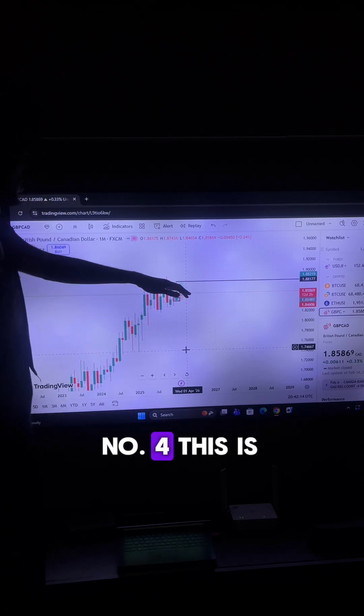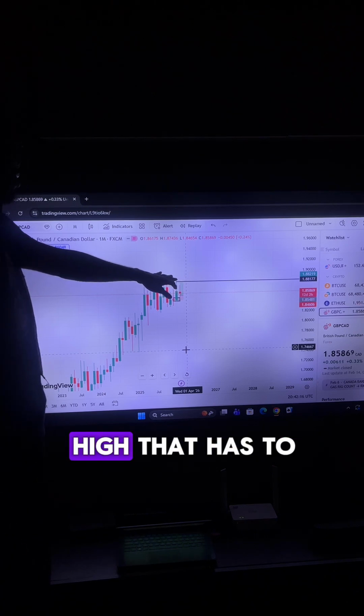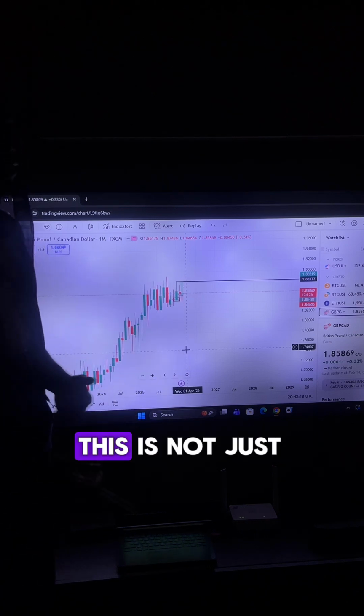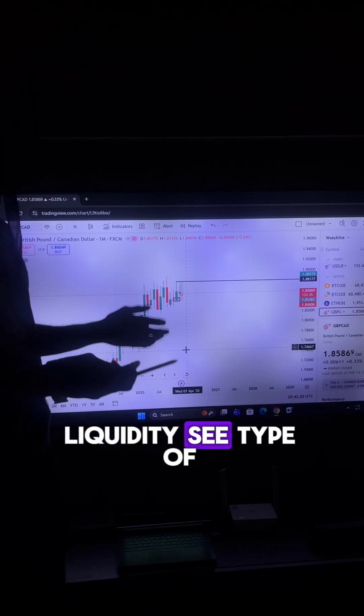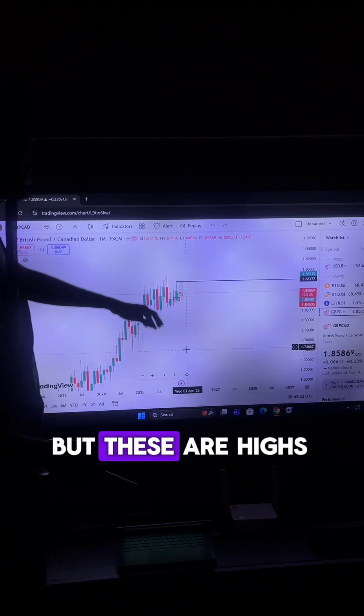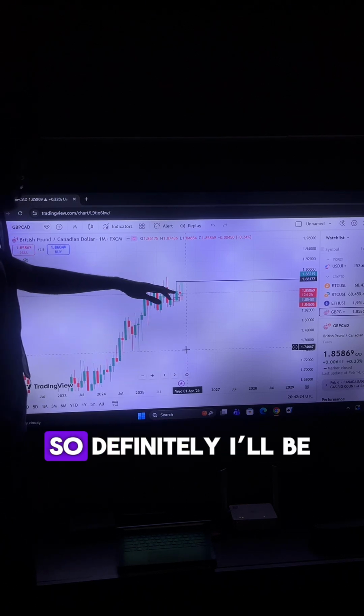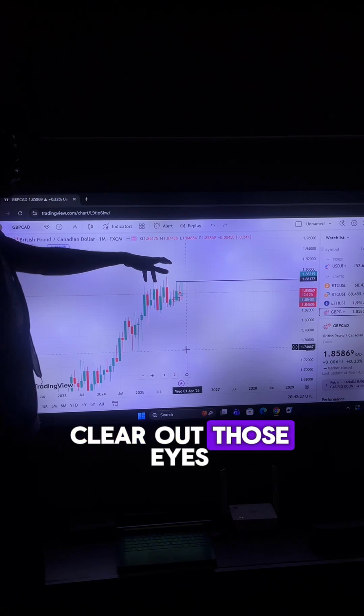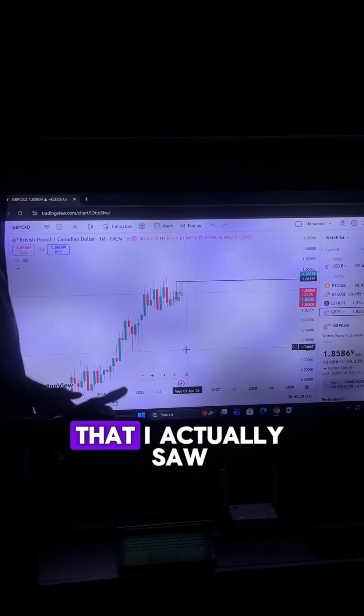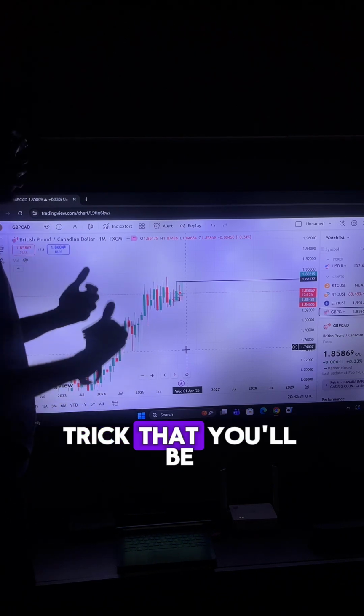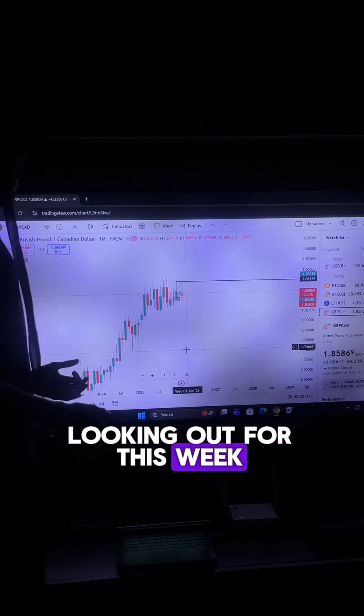Number four, these are highs that have to be cleared out. This is not a liquidity type of video, but these are highs that have to be cleared. So definitely I'll be looking to buy to clear out those highs. Those are the things that I saw and said, okay, this is a good trade that I should be looking out for this week.